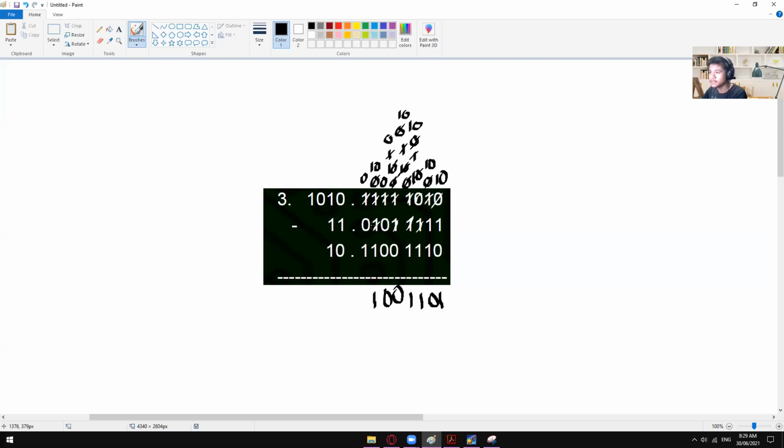And then 0 minus 1 cannot be, so we have to borrow from this neighbor of yours. Same logic: this neighbor has to borrow first from his neighbor because he doesn't have anything. So 1 will become 0, and then 0 will become 10. And then you can now borrow from this neighbor since he has no money. So 10 will become 1, and then 0 will become 10. 10 minus 1 is 1. So are we clear up to this point?